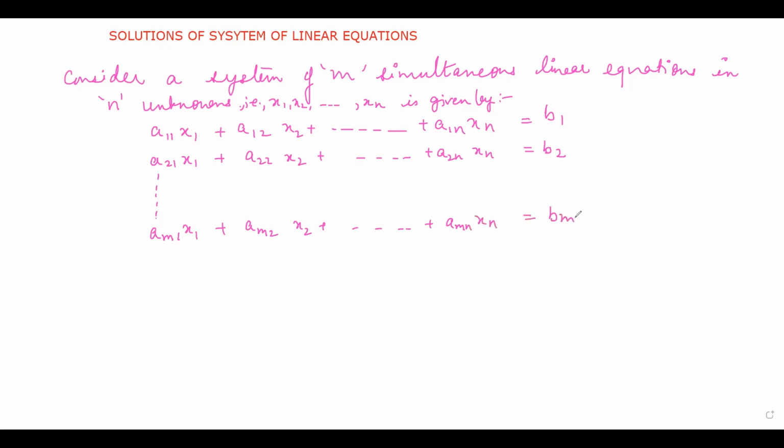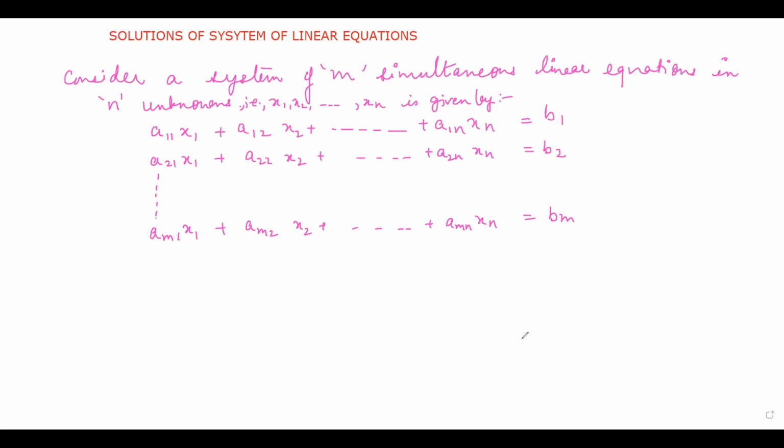Now here you would notice one thing, that the a11, a12, a21, a22, am2, amn, these are all the coefficients of the unknowns x1, x2 up till xn. Whereas this side, the right hand side, that you can see b1, b2, b3 going up till bm, these are the constants that we have.